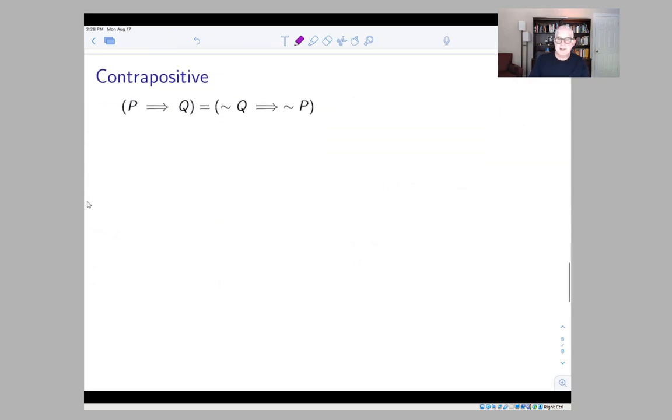A really important equivalence, which does come up in everyday language, is called the contrapositive. So the left-hand side of the contrapositive is the statement, if P, then Q. And what this says is that's equal to, if not Q, then not P.